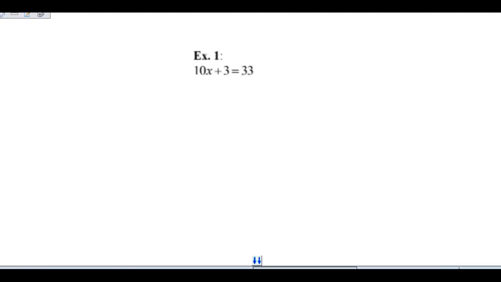So our first one is 10x plus 3 equals 33. And remember, our first step is to add or subtract. The second step would be to multiply or divide. So if I'm going to do the add or subtract first, I would move what number first? If you said 3, you are correct. Because it is addition, the opposite would be to subtract 3 from each side of the equation.